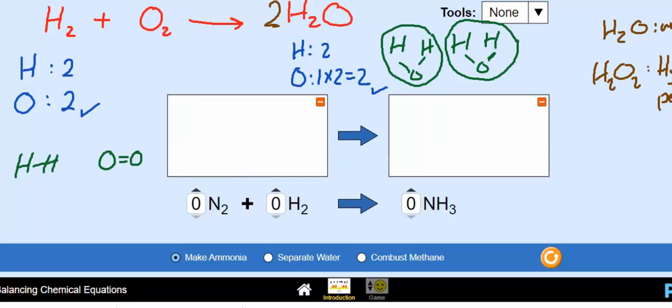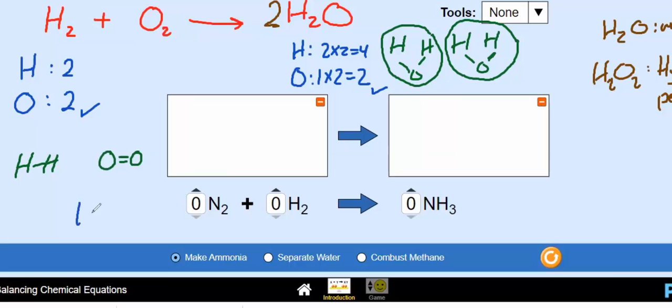So I have to go back here and recount the number of hydrogens. So now I have 2 times 2, which will give you 4. So hydrogen is not balanced. I have 4 on the right-hand side and 2 on the left-hand side. So what should I do now? I need to change hydrogen to 4. Oxygen is good. Oxygen is 2, 2. Now, how can I change the hydrogen to 4?